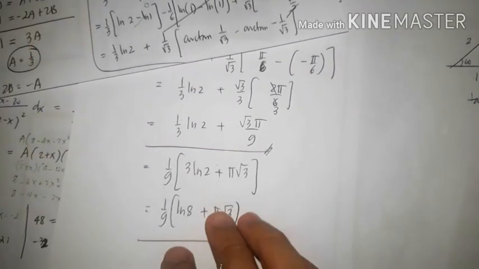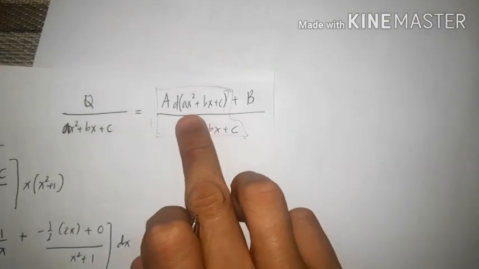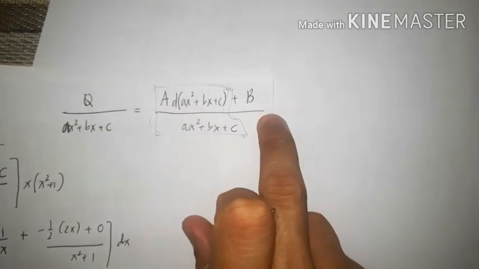That's case number 3. So again, for case number 3, we multiply the first arbitrary constant by the derivative of the denominator plus an arbitrary constant.